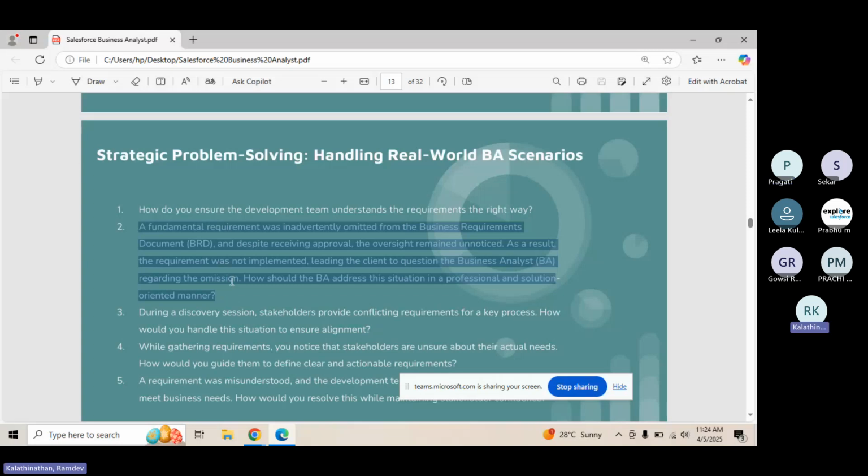So what I was saying is, in the BRD you missed a very basic element. You also did not realize it. The client also did not realize it. The client gave you sign off. Development is all completed. Ten days from today you're going to go live, and the client, while testing it, realizes that a simple thing was missed. As a BA, how would you handle the situation? This is my question.